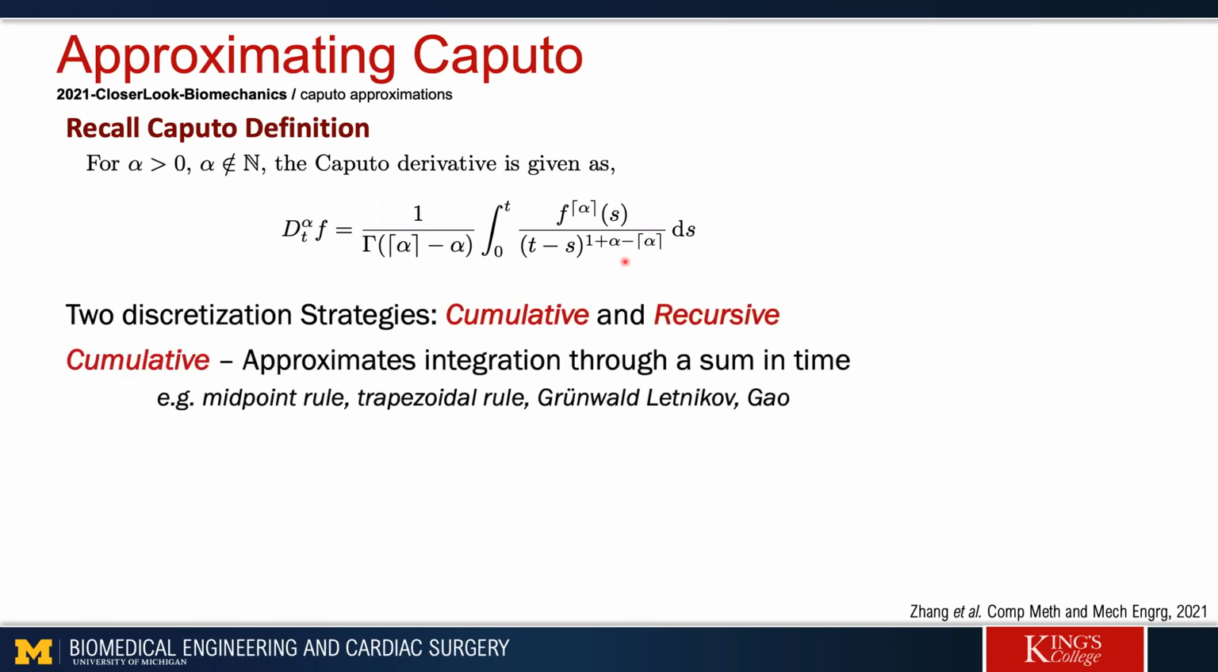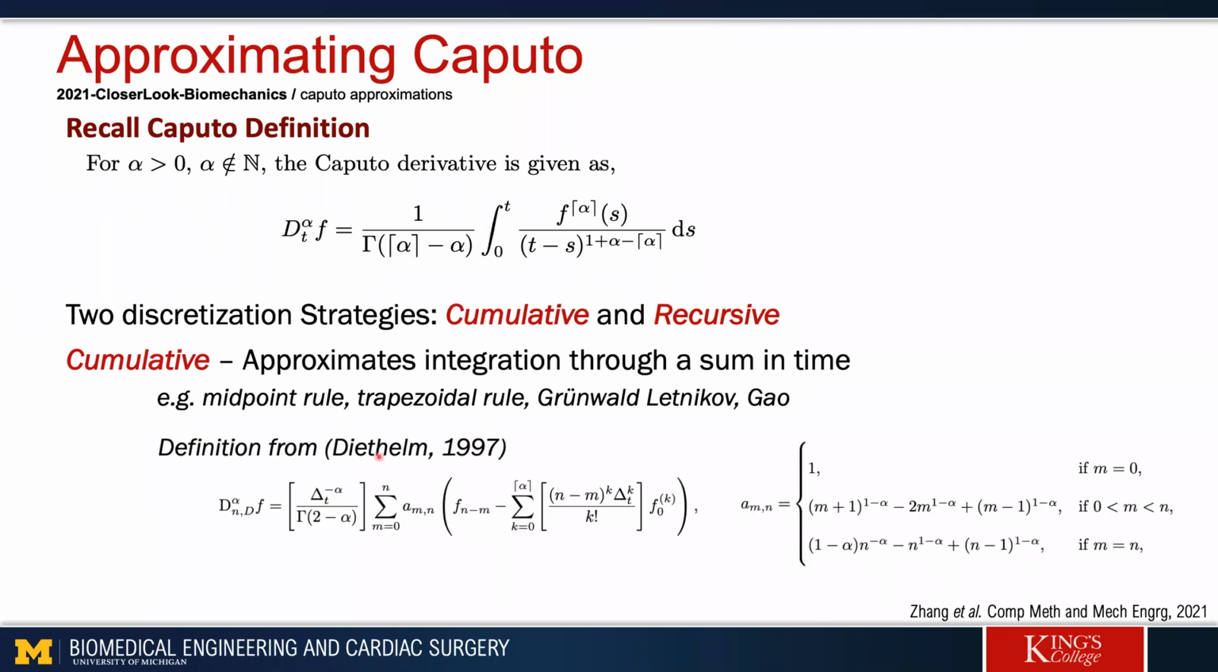We were looking around in the literature, and there are two different strategies: a cumulative strategy and a recursive strategy. The cumulative strategy basically looks at approximating this integral. An example of this is the one published here. We don't need to get into the details of the formula, but the key thing I want to point out is that you end up with a sum over all the time points, which are represented by n. So in order to compute the behavior of this derivative at the time point n, you need to go back to the beginning and sum all the way up to the current time.